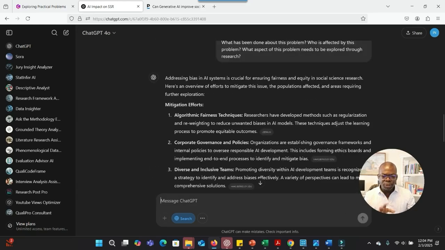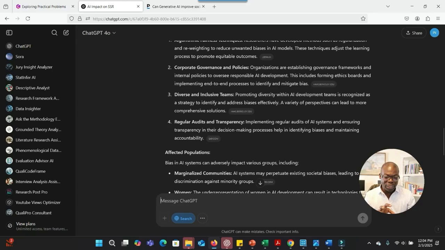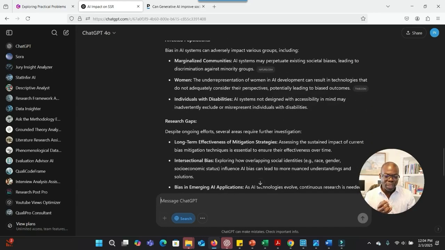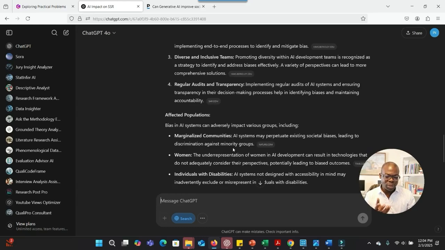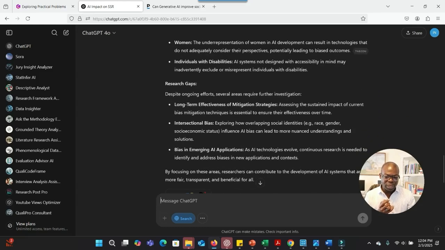So what has been done? This one gives you information about what can currently be done about the problem, right? I think this one is very important because you don't want to research a problem that has already been solved. So this one gives you an idea about what specific action has already been taken, right? And you see the action that has been taken to help address the problem. And also here it talks about who has been affected: marginalized communities, women, and individuals with disabilities have also been affected by that. And also the research gap, it gives you information about the research gap.